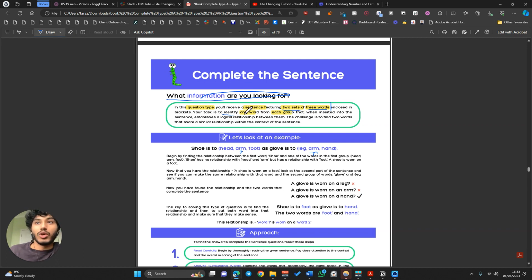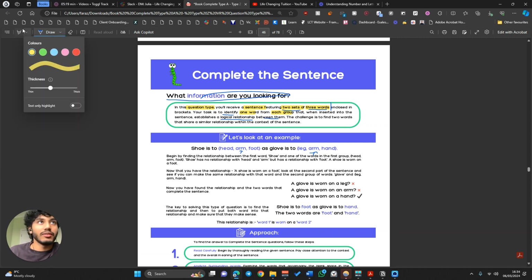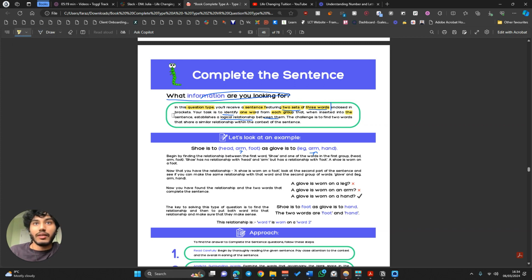And it says 1 word from each group that when inserted into the sentence establishes a logical relationship between them. So there's another keyword that we have to figure out, like what is it talking about? What sentence is it talking about? So I see it here. This is a whole sentence. This whole thing is a sentence. And what it's asking us to do is choose 1 word from each of them that will basically fill out the sentence. So it's like a multiple choice question where we just have to fill out the sentence.